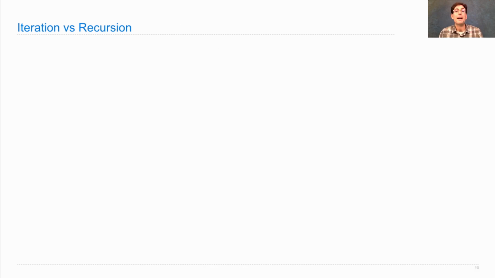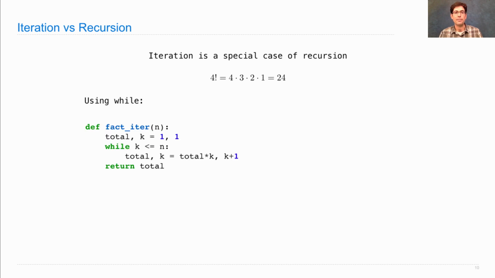Now we can compare what happens when you have iteration versus recursion. So iteration is a special case of recursion. And here's our factorial function. Here's what it does. And here's another implementation using a while statement instead of recursion.